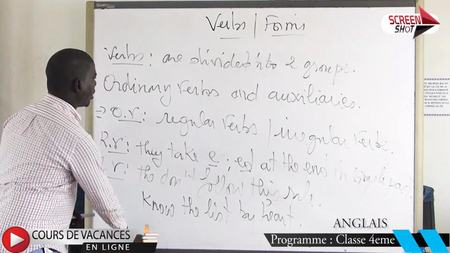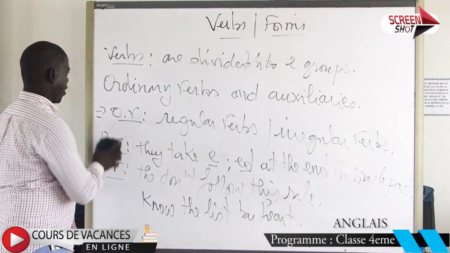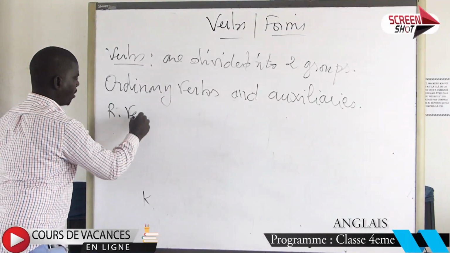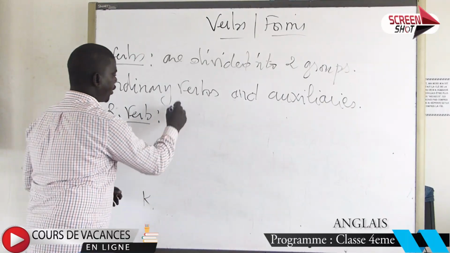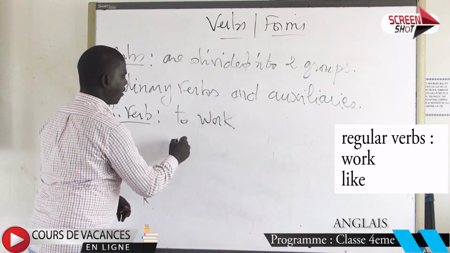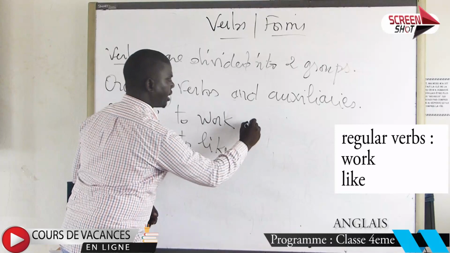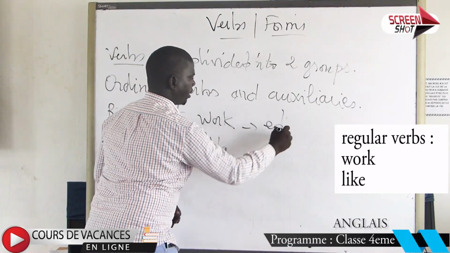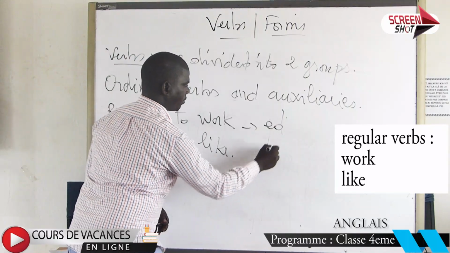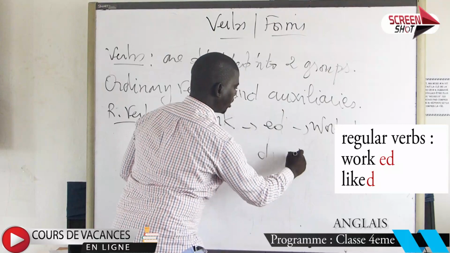Okay, I'm going to give you examples of regular and irregular verbs. An example of a regular verb: we can have to work. We can also have to like. What we say is we add ed. Here, to like, we just have the e, so we add d. So it is works and like.